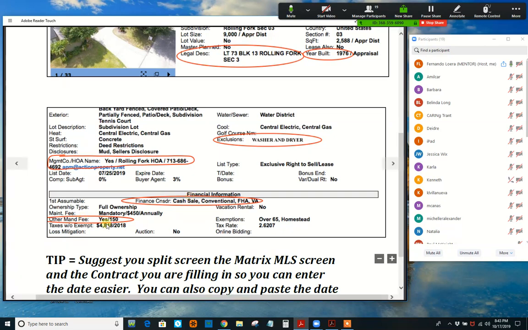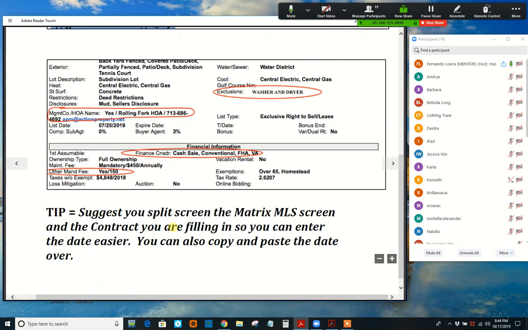And then the other thing you're going to need for the HOA form is the other mandatory fees, the 150. This 150 does not mean it's the annual fee. The annual fee is up here, 450. This 150 is how much the HOA is going to charge for transferring the ownership from one person to the other. HOAs can charge whatever they feel like. Here it says 150, so that's good, but it might be more. You don't know for sure. But anyway, keep in mind that that's critical to understand.